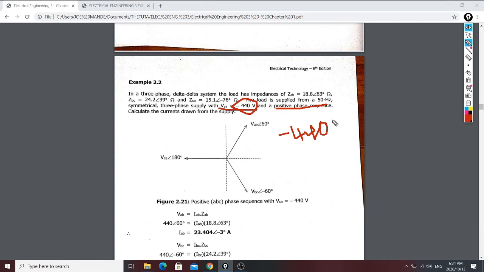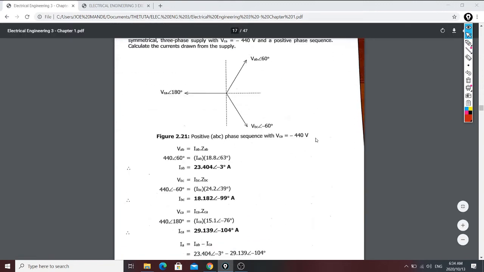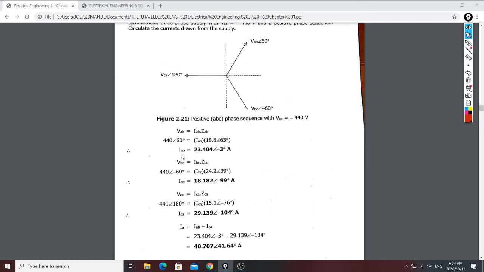So you have dealt already with this type of calculation. So it's gonna be 440 at the angle of 180. Okay. So once you have done that, now you can start drawing your phase sequence. You draw your phase sequence, knowing that it's a positive phase sequence. You can go and have a look at how to draw it. Okay. And then you start by applying your Ohm's law on each impedance to get the current IAB, IBC, and the current ICA.